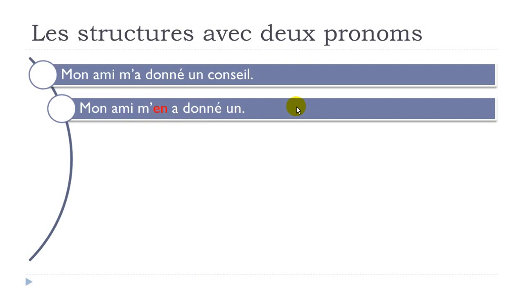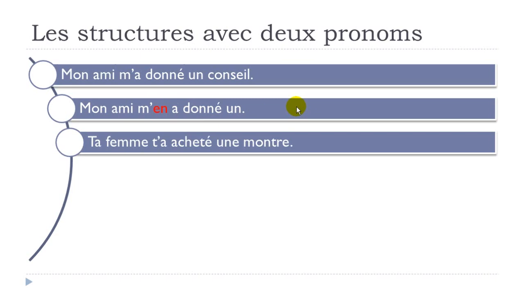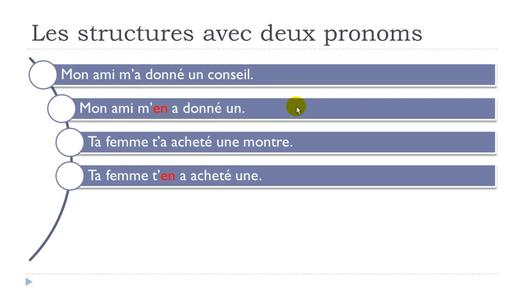Let's see now the same sentence that we had previously, but in the passé composé form. Ta femme t'a acheté une montre, okay, so same thing here. Ta femme, so te should be here, but with the vowel we take away the e. En a acheté une. Ta femme t'en a acheté une.